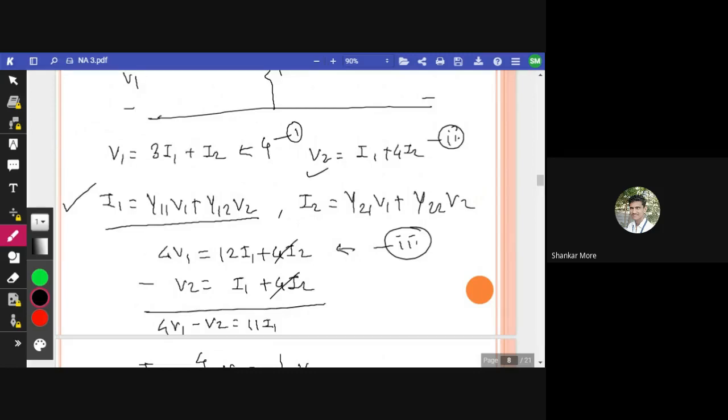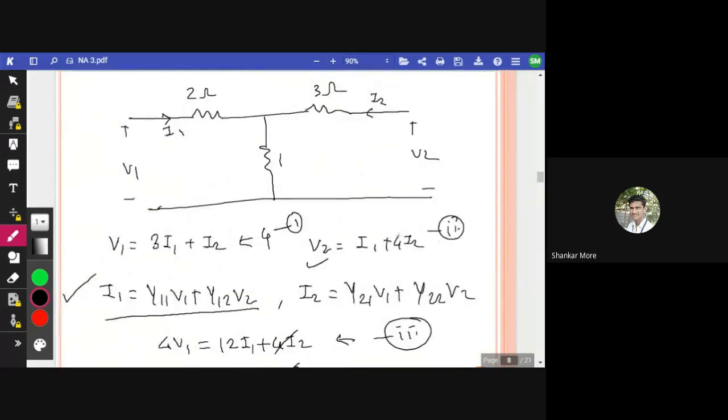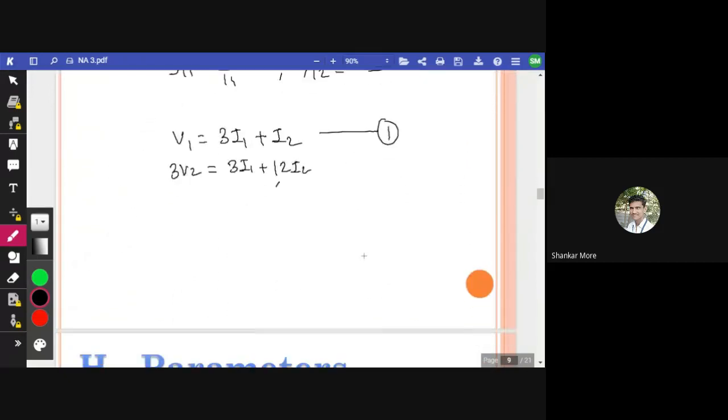All right. So 3v2 is equal to 3i1 plus 12i2. Isn't it right? Okay. So this is our modified equation and I'll call it equation 4. So subtract, sign changes happen. So 3i1 gets cancelled. So v1 minus 3v2 is equal to minus 11i2.